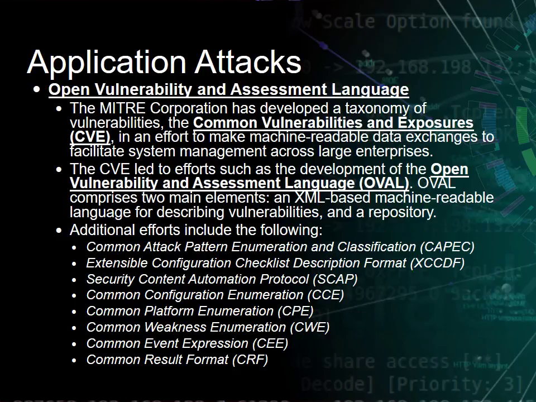Open Vulnerability and Assessment Language, or OVAL. The MITRE Corporation has developed a taxonomy of vulnerabilities, Common Vulnerability and Exposure, or CVE, in an effort to make machine-readable data exchanges to facilitate system management across large enterprises. The CVE led to efforts such as the development of the Open Vulnerability and Assessment Language, OVAL. OVAL comprises two main elements: an XML-based machine-readable language for describing vulnerabilities, and a repository.